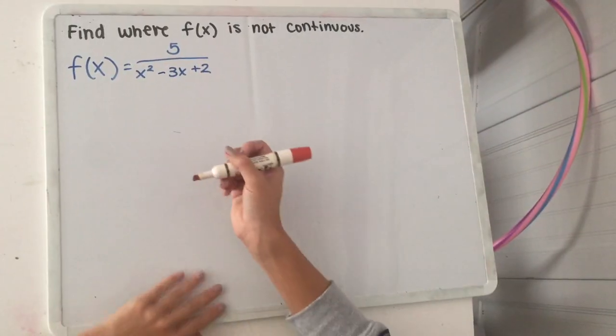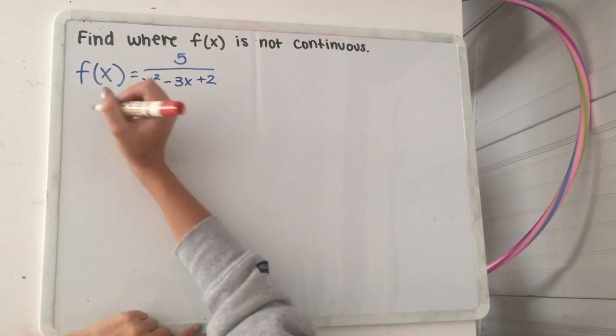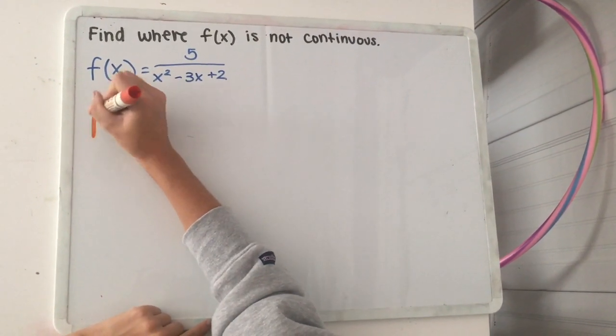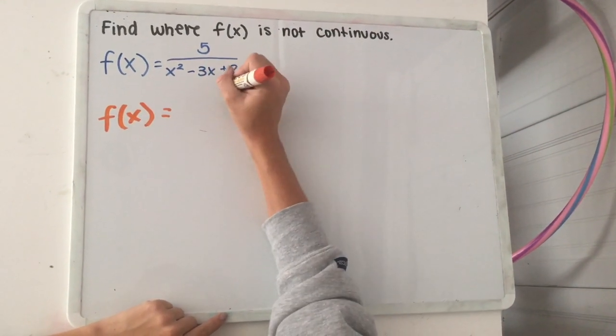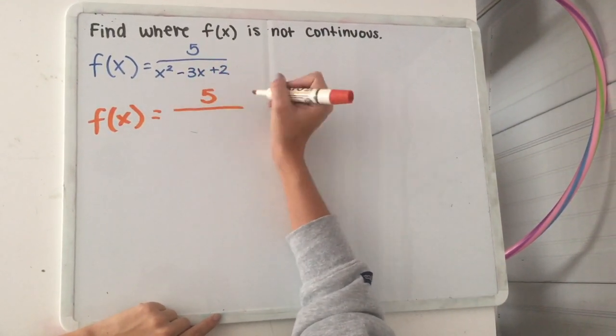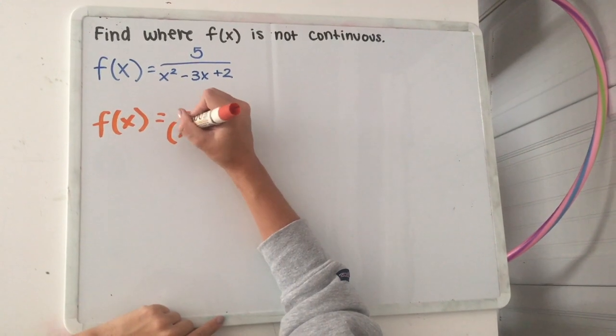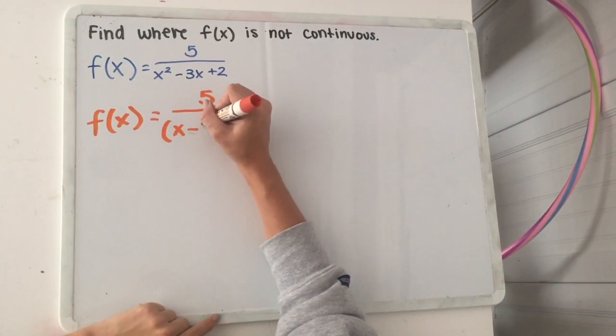We have one problem left. We are given a rational function with a constant in the numerator and a polynomial in the denominator. So first we can factor the denominator to be the quantity of x minus 1 times the quantity of x minus 2.